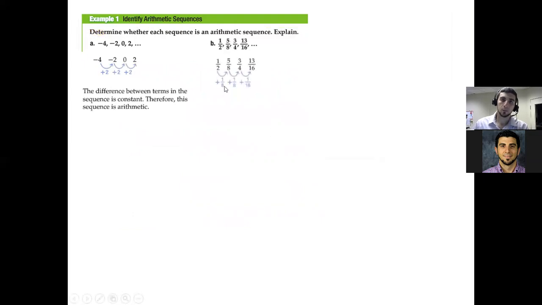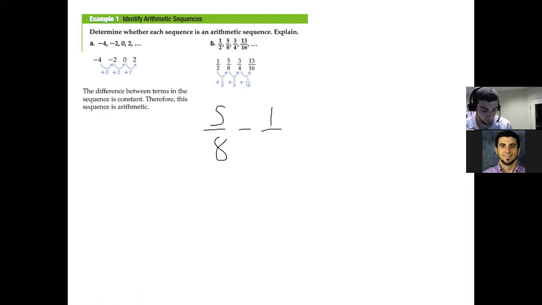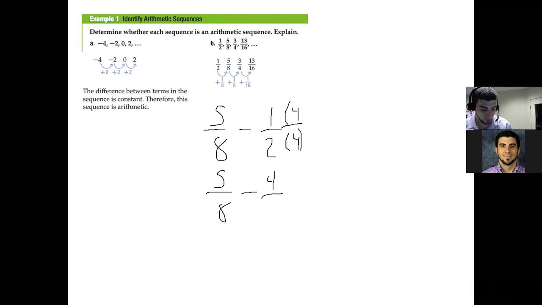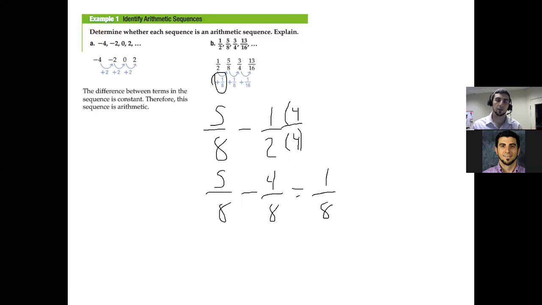This one, from 1/2 to 5/8, what you'd have to do to figure that out is just do 5/8 minus 1/2. Now you'd have to convert this to a fraction over 8, so 5/8 minus 4/8 is 1/8. And that's where they got this plus 1/8, okay? And then they did the same thing. They did 3/4 minus 5/8, saw that it was 1/8. Now you might be tempted to say, oh, it was 1/8 both times, therefore it's an arithmetic sequence because they have a common difference.